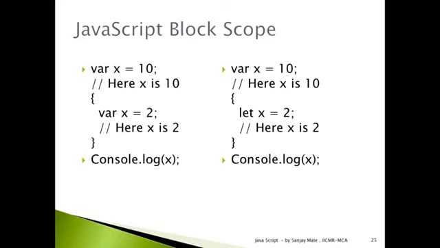So here is one more example I have shown you, where x is equal to 10. And in the block I am defining x is equal to 2. So here you are storing, or overriding, the value of x, 2 over 10. And whenever I am printing console.log x, it will print 2 because that 10 gets overwritten.